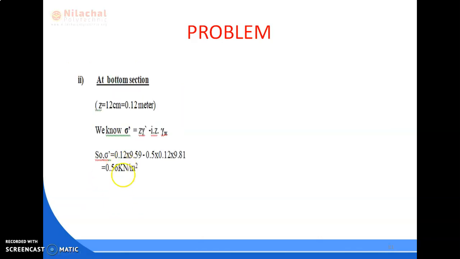Next, at bottom section. At bottom section only the thickness is changed, Z equal to 12 centimeter, this is equal to 0.12 meter. The same formula we can apply here also. Sigma dash equal to Z gamma dash minus I Z gamma W. So after putting all the values we found this value 0.56 kilonewton per meter square.